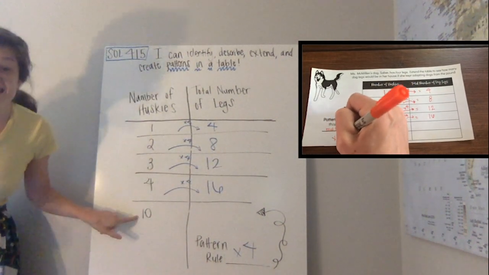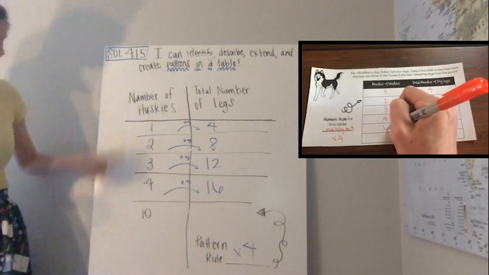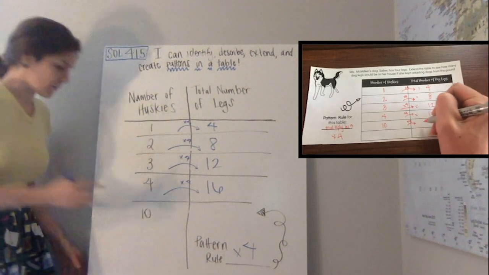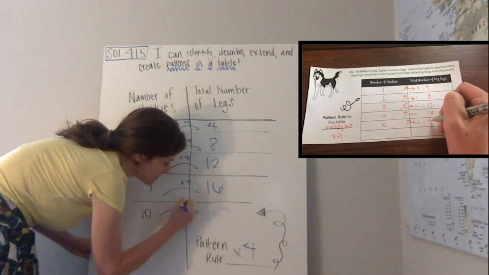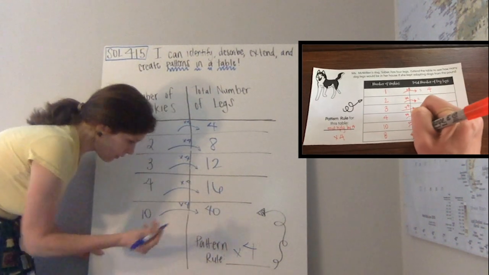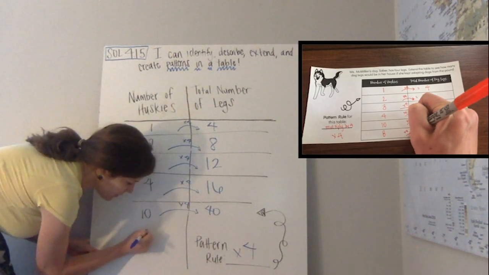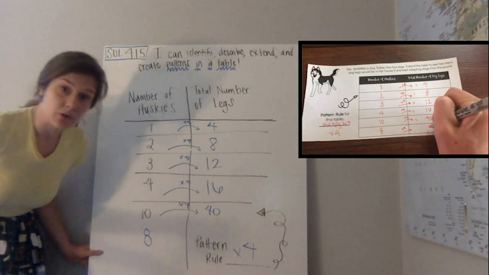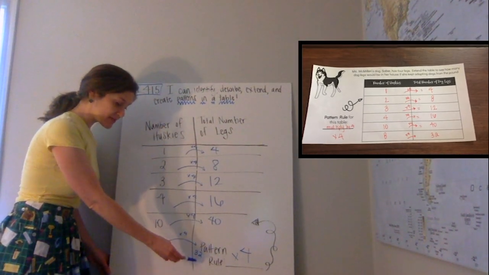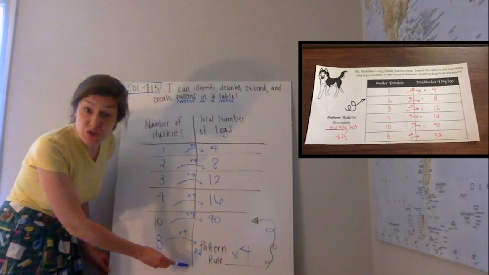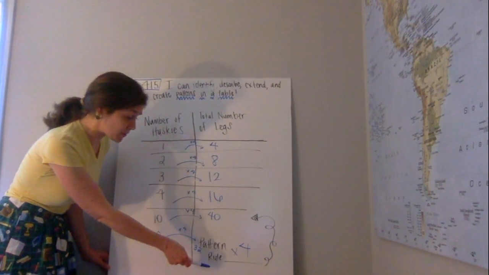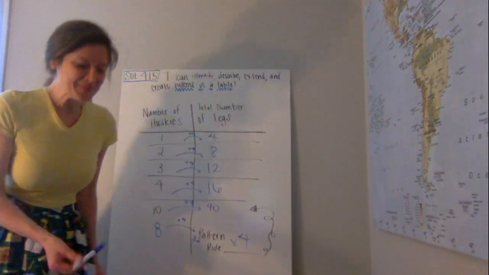So let's say I get 10 huskies in my house. How many legs would I have? I can apply my pattern rule. 10 times 4 would give me a product of 40. Or let's say I only want 8. I can continue to apply that pattern rule. So 8 times 4 would give us a product of 32 husky legs. That's a lot of dog legs in our house. I'm so glad we used our pattern rule to identify that.